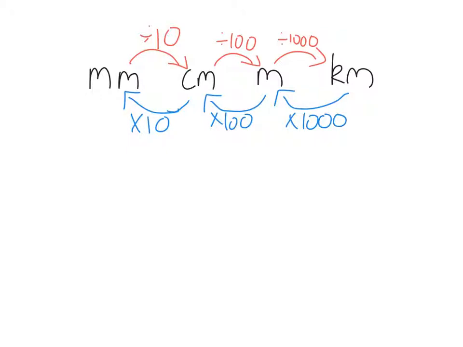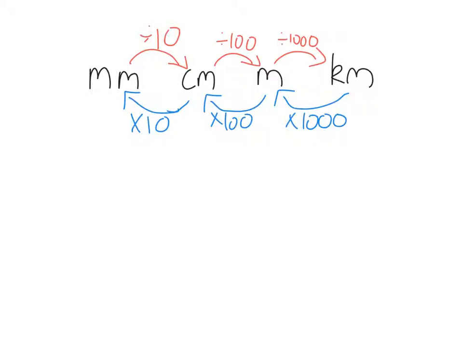Make sure you know the rule: when you're going from a smaller unit to a larger unit, you divide, because there are fewer of the larger unit. That's why when we're going millimeters to centimeters, we're dividing. If you want to go from a larger unit to a smaller unit, you times, because there are more of the smaller units. So divide if you're going from smaller unit to larger unit, times if you're going from larger unit to smaller unit.